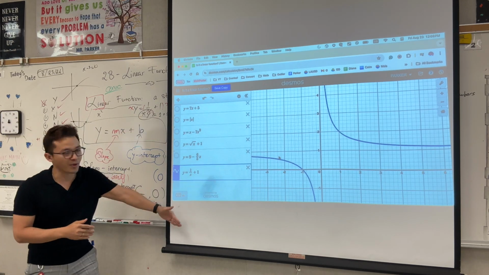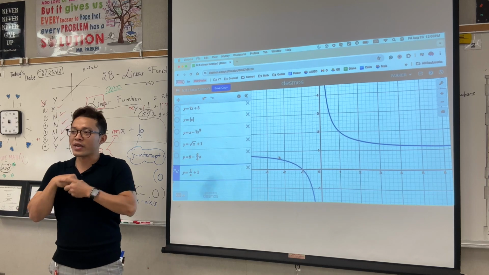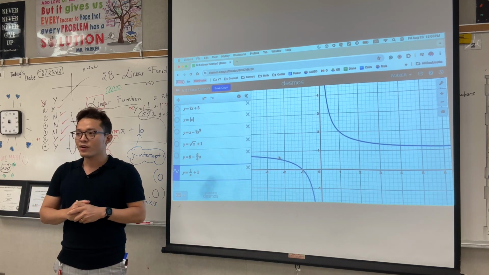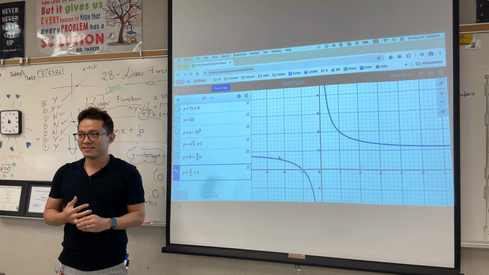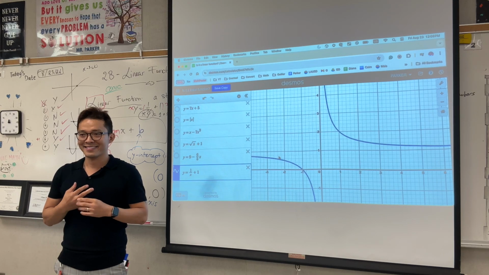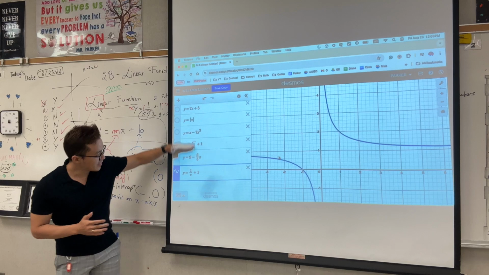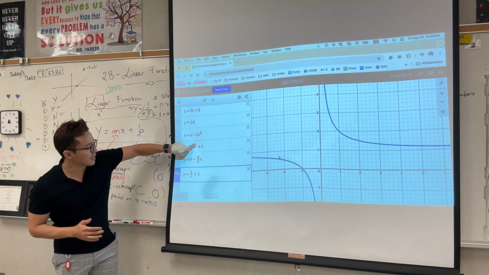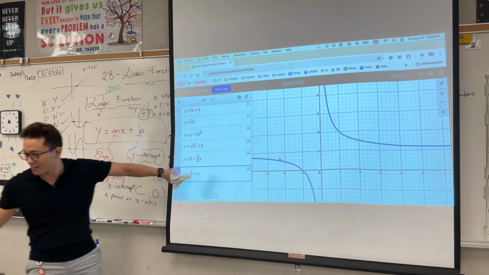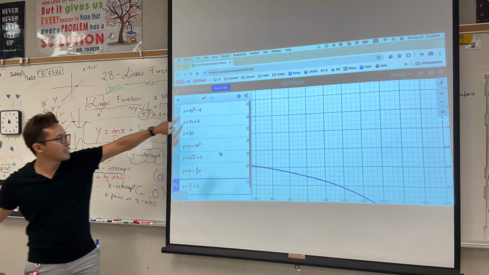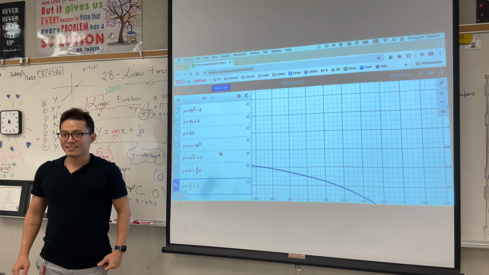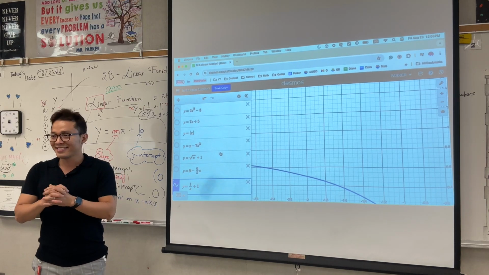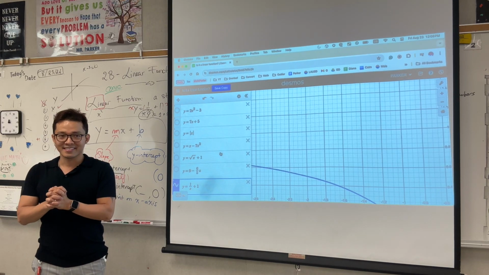From this example, can you give me a definition of when a function is linear? Look at this. This is linear. This is not. This is not. This is not. This is linear. This is not. The first one as well is not. Anyone else?